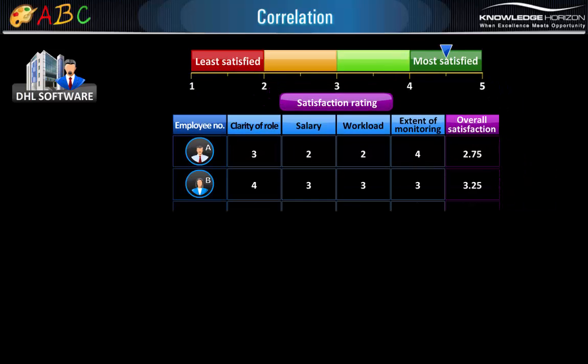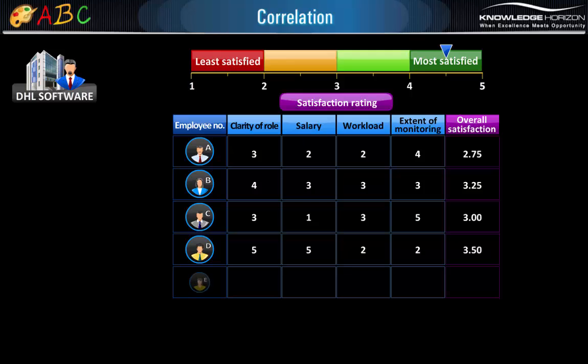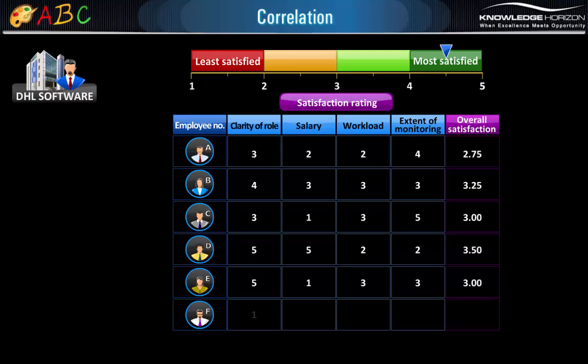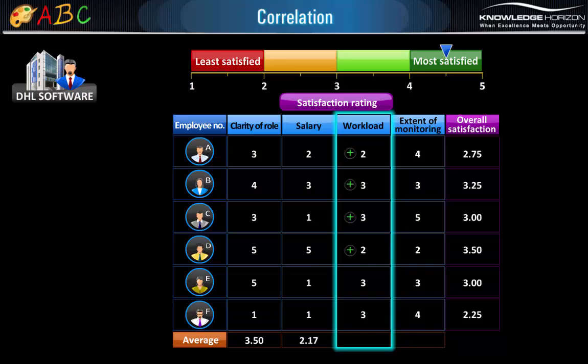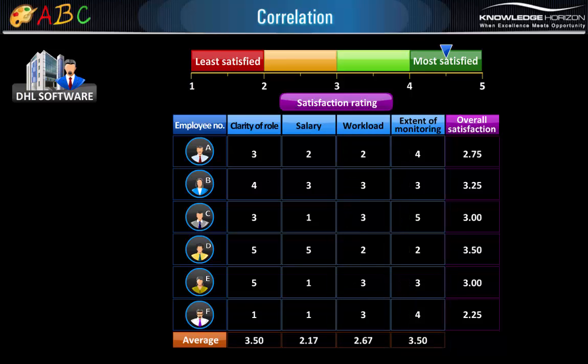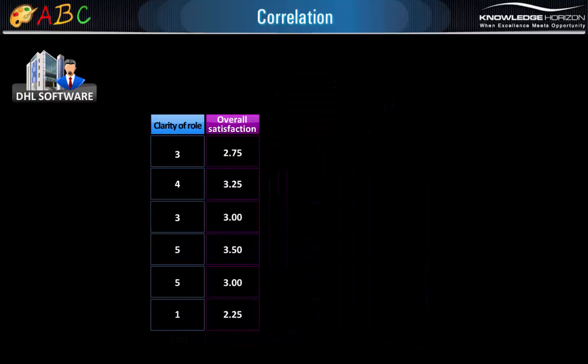Similarly, the other employees gave their feedback and their overall satisfaction score was calculated. The average satisfaction score relating to each factor was also calculated. To identify the factors which are the causes of dissatisfaction, we calculate the coefficient of correlation of the ratings of each factor with the overall satisfaction rating. Let us first calculate the coefficient of correlation for ratings of clarity of role and overall satisfaction. The feedback given for the clarity of different roles is as follows.